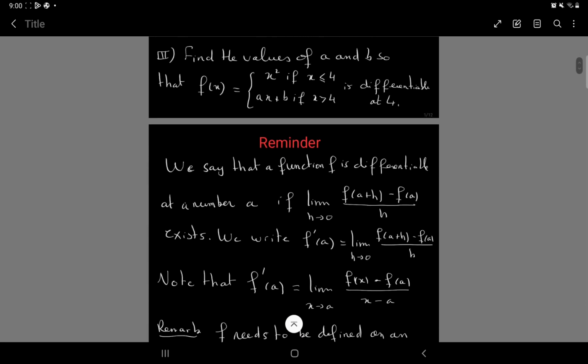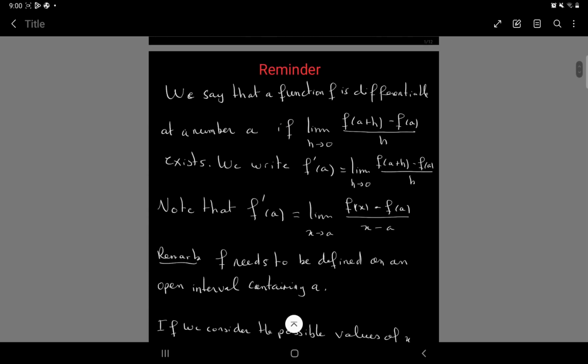First of all, let's give ourselves a small refresher on what a differentiable function is. We say that f is differentiable at a number a if the limit as h approaches 0 of f of a plus h minus f of a over h exists, or when we write that f prime of a is the limit as h approaches 0 of f of a plus h minus f of a over h. One can also notice, as we have seen in class, that f prime of a is the same as the limit as x goes to a of f of x minus f of a over x minus a, this average rate of change thing.